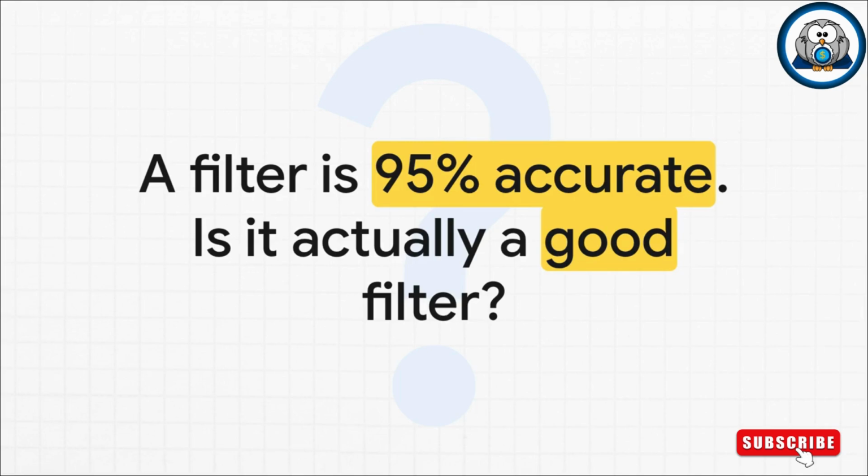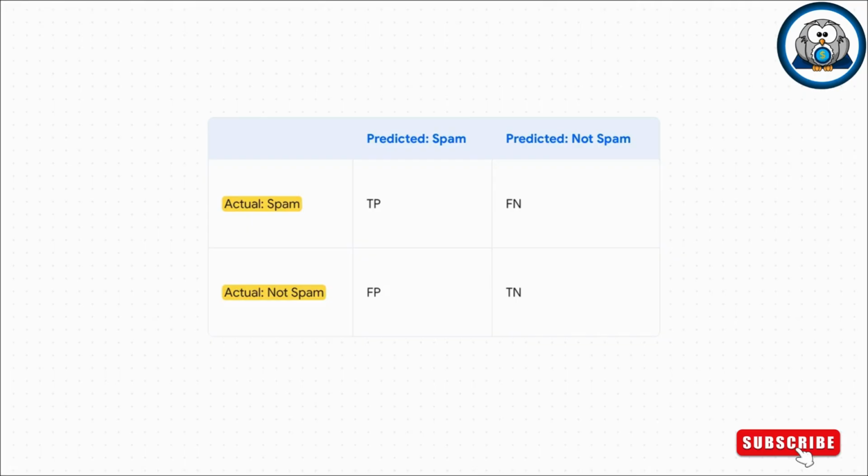This just goes to show that we need a much better way to grade performance than just looking at accuracy. And that brings us to our second major tool, the confusion matrix. Now, don't let the name scare you. Its whole job is to bring clarity, not confusion. It's just a simple grid that lays out every single possible outcome.